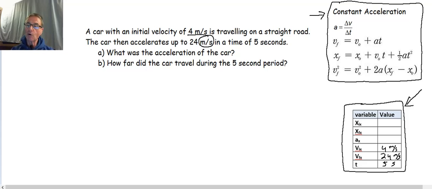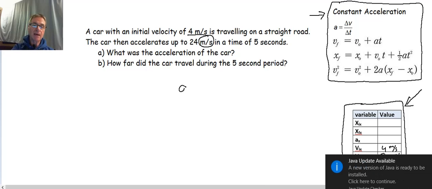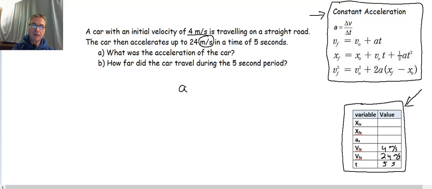So what is the problem looking for? Well, it's looking for the acceleration of the car, so a. So it's looking for a. And then later on, it's looking for how far did the car travel during that 5 second period. So let's find acceleration first.